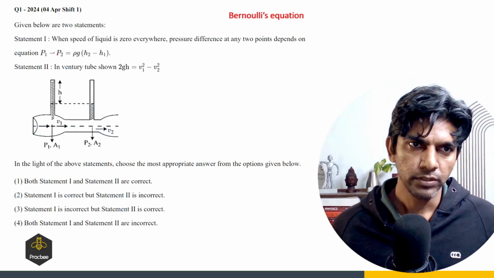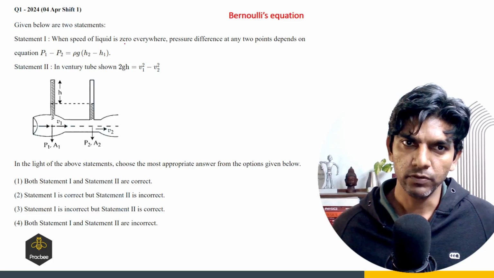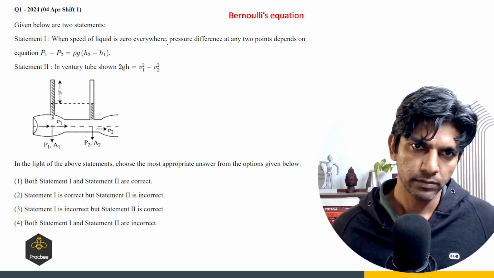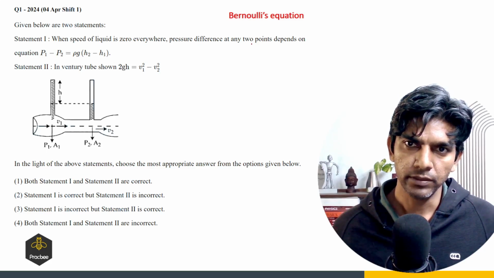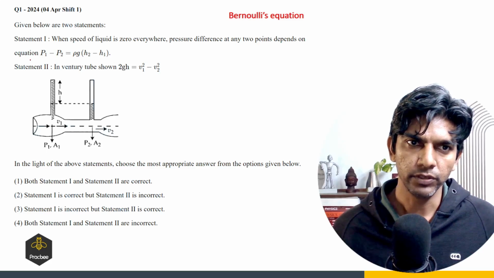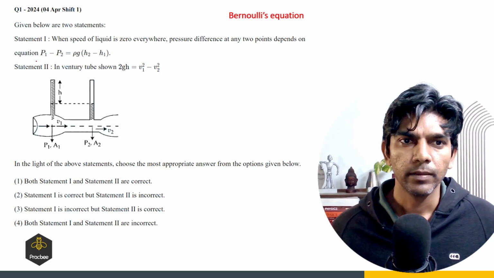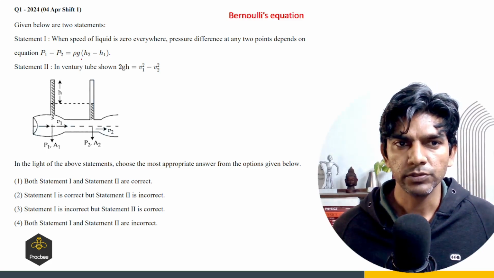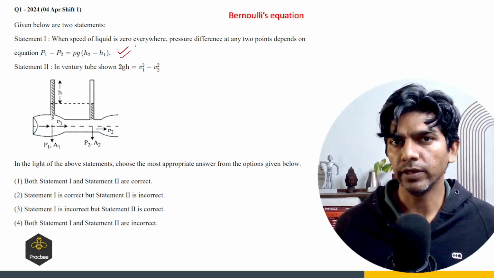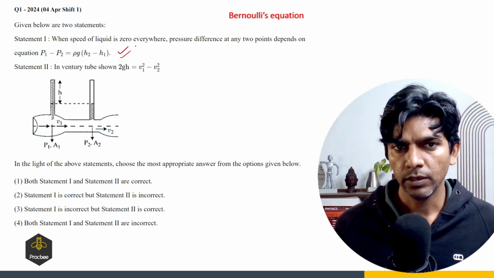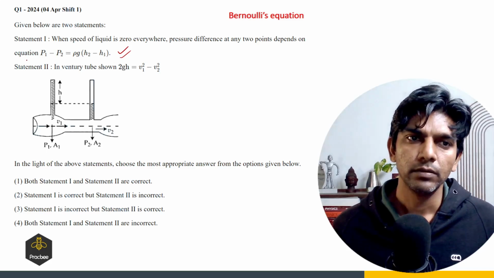Right, so the next question, statement 1: when speed of liquid is 0 everywhere, pressure difference at the 2 points depends on the equation P1 minus P2 is equal to rho g (H2 minus H1). Yes, so this is the Bernoulli equation where we have equated V1 and V2 as 0. So this is correct.